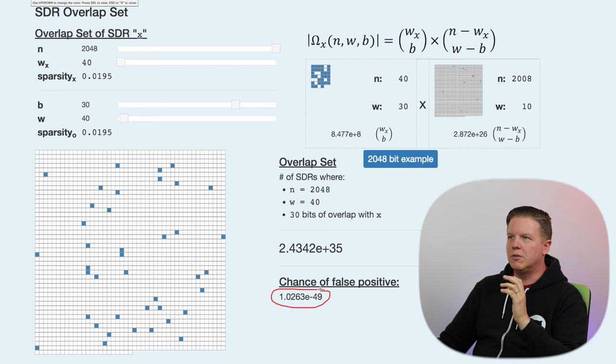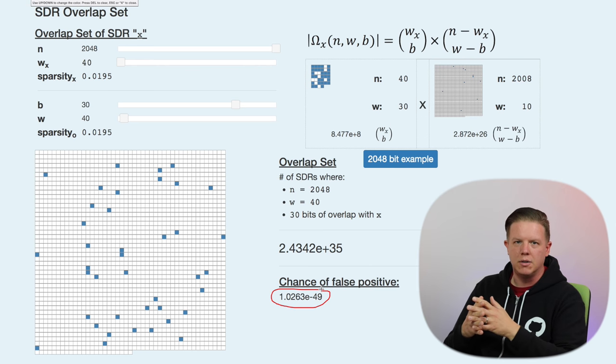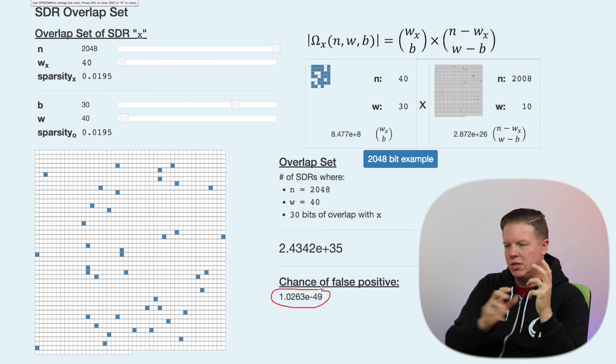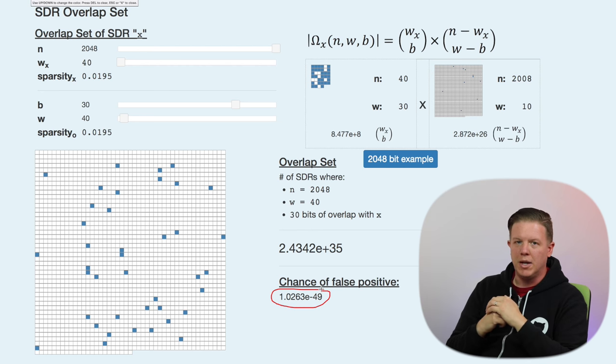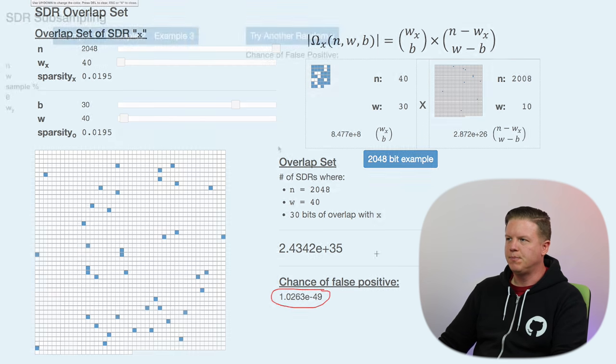So this shows the resilience of the SDRs here. As we increase N in an SDR, the capacity of the SDR goes up so quickly that the space is so large, there is an almost astronomically small chance of any false positive occurring. So we can be pretty certain that if we're comparing an SDR to something in an overlap set, and we get a match, that it's a real match. It's not just some random match.